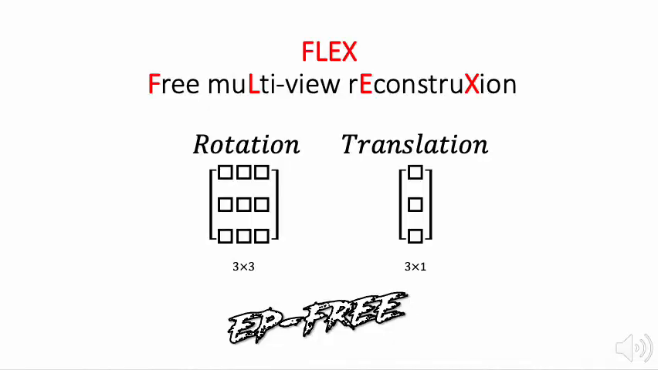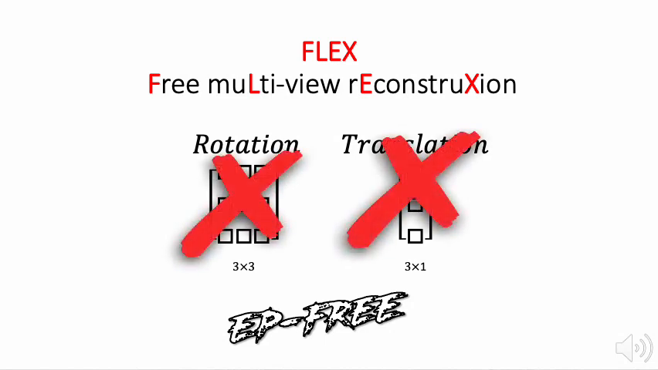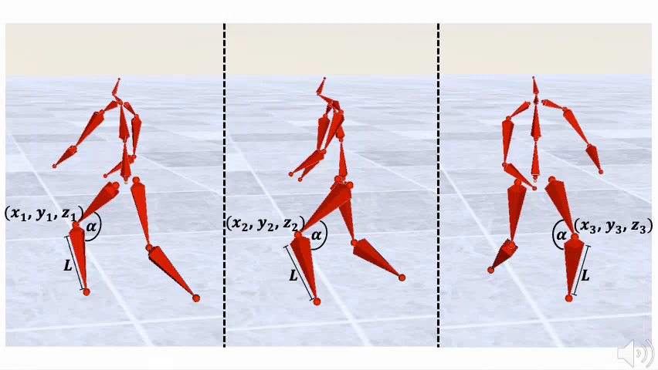We introduce Flex, free multi-view reconstruction, an end-to-end extrinsic parameter-free multi-view model. Flex is parameter-free in the sense that it does not require extrinsic camera parameters, neither rotation nor translation. We dub it free. Here we can see a human rig, observed via the relative axis systems of three cameras.